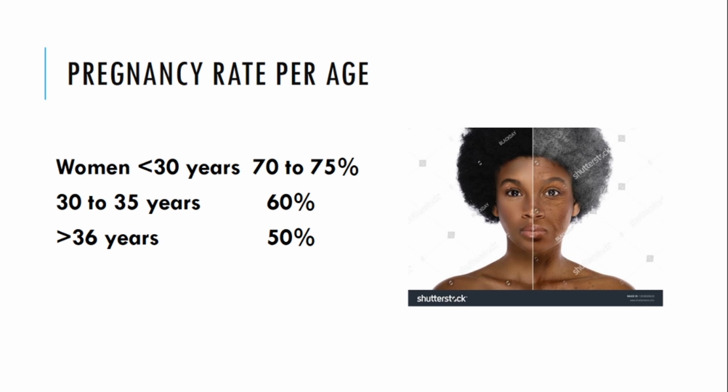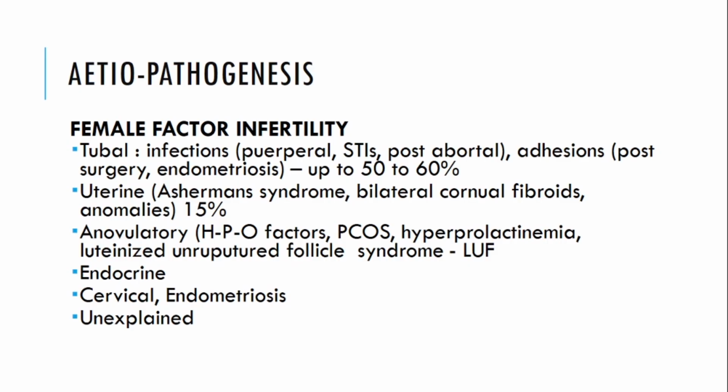cases. As the woman ages, it is good to recognize that fertility tends to decrease. And at more than 36 years, there is about 50% potential, that is, the pregnancy rate per age drops. You can see less than 30, about 70 to 75%.